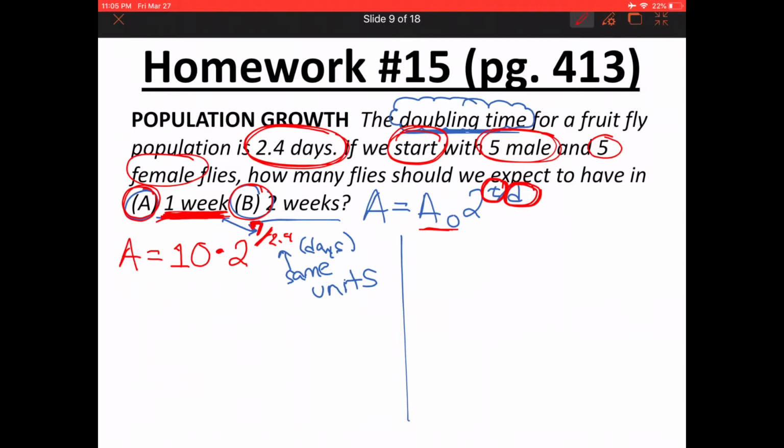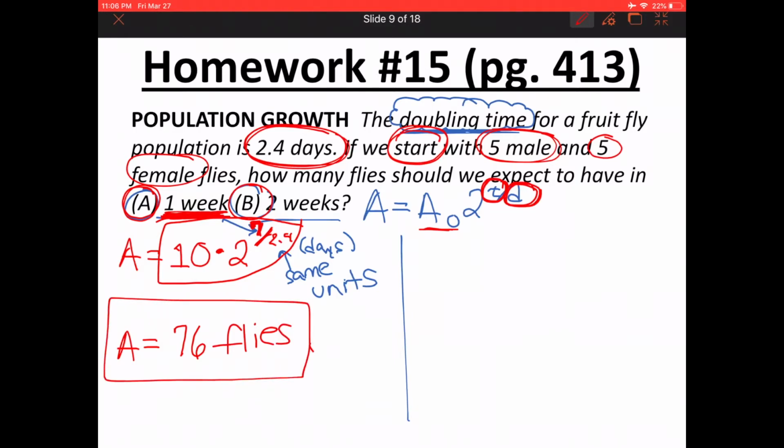So that is what I would put here for the time that has passed. And there's my equation, 10 times 2 to the power of 7 divided by 2.4. And if I enter this into the calculator, I end up with an ending amount of 76 flies. So after 1 week, I would have 76 flies.